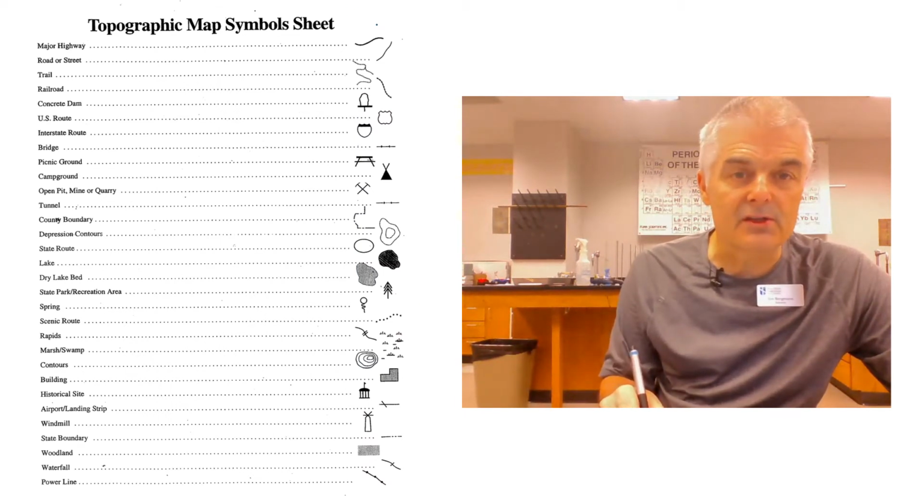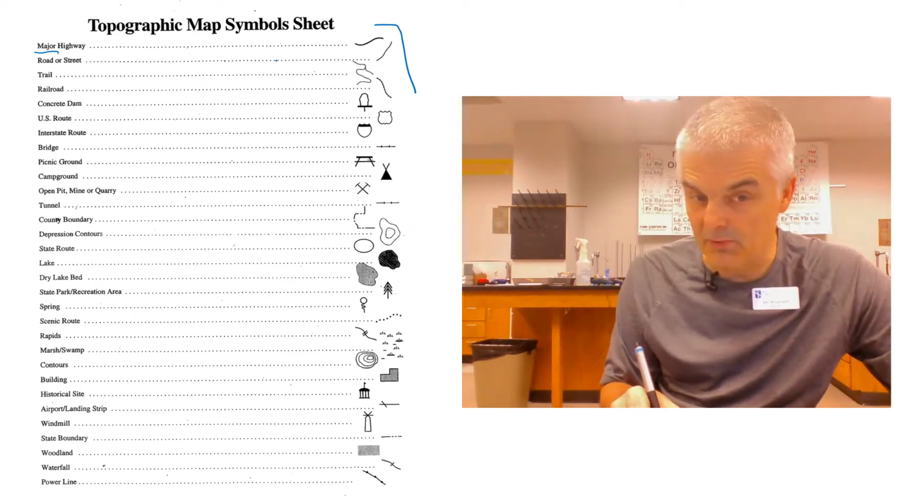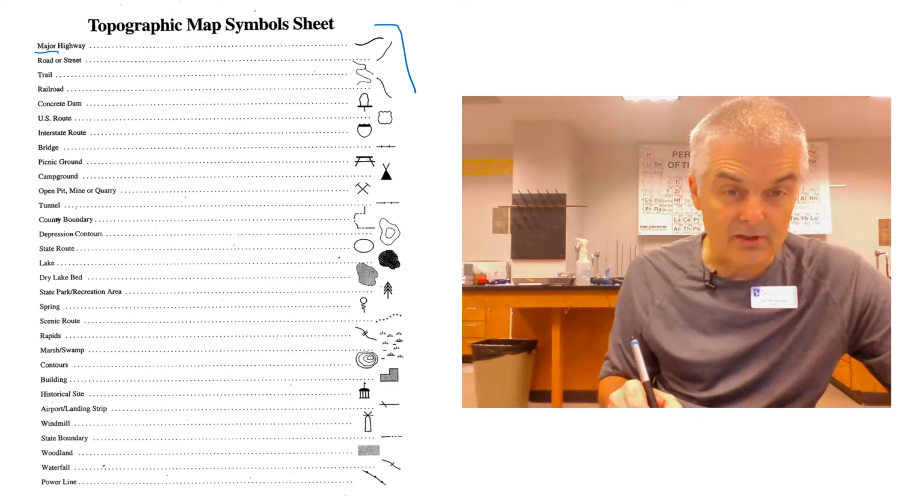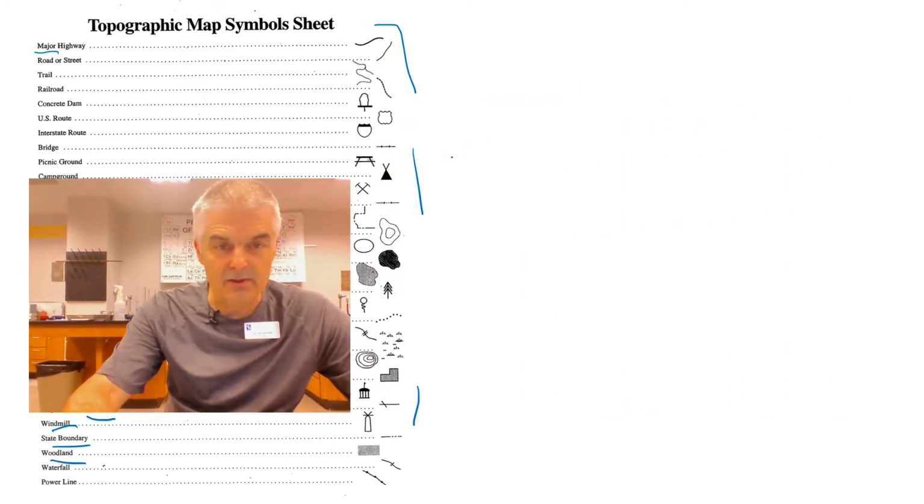Now this chart of all the different symbols is reprinted in your book, because you're going to do lots of looking at topographic maps, and you're going to want to say, is this a lake, is this whatever, etc. So this will be helpful. I'm not going to go through any details, but interesting things like airports, windmills, state boundary, woodland, etc.